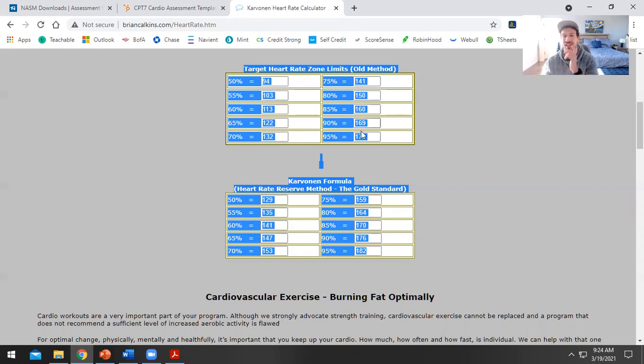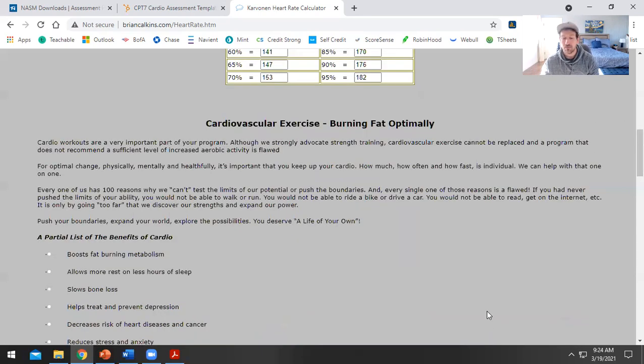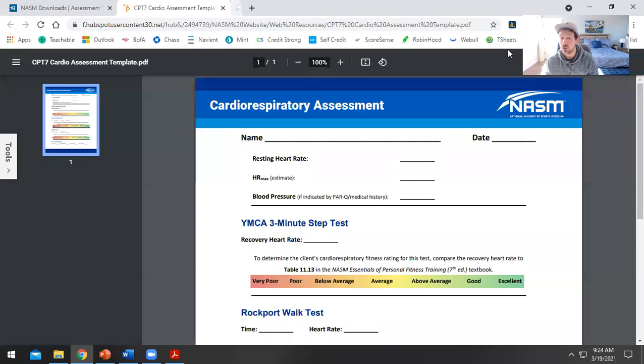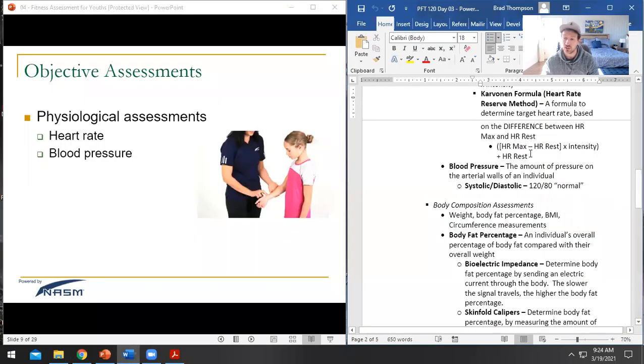What's funny is this range is 122 to 141, but this range is only 147 to 159. So it actually gave me a smaller window, which we know means that it's being more specific. We like specificity. We want to make sure we're giving our clients very specific workouts. So that's the Karvonen formula. It's much more accurate to your client in particular, and it's definitely the version that we prefer to do.